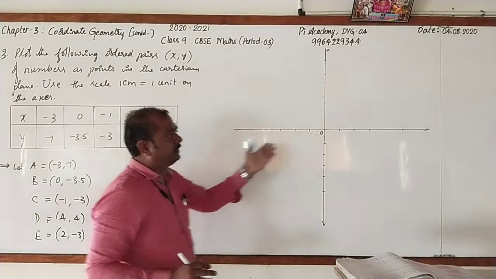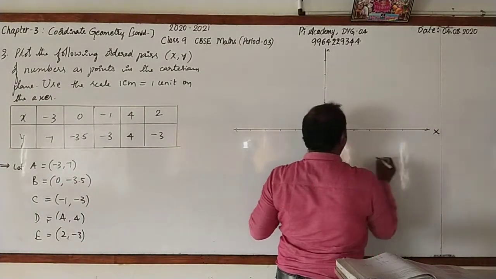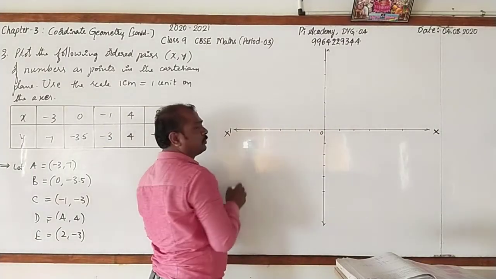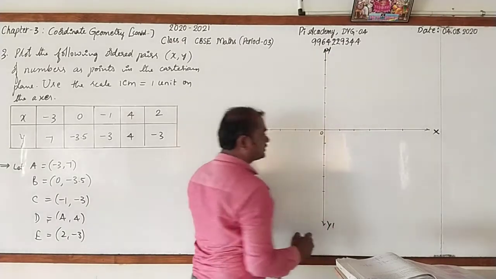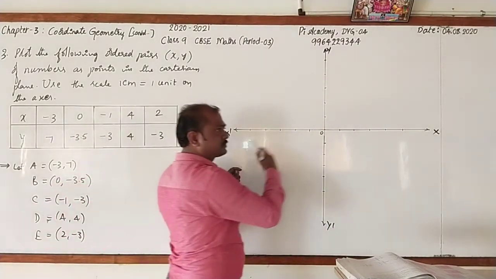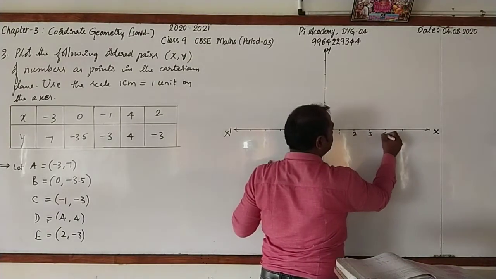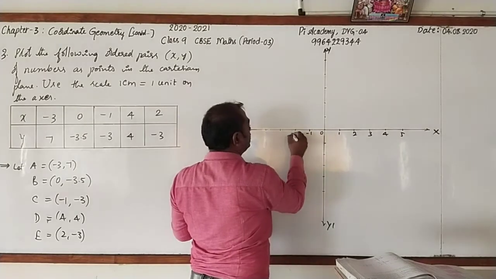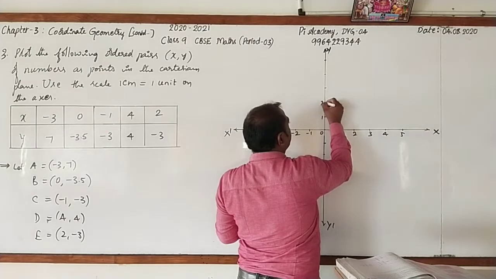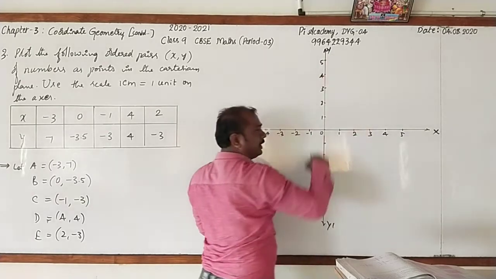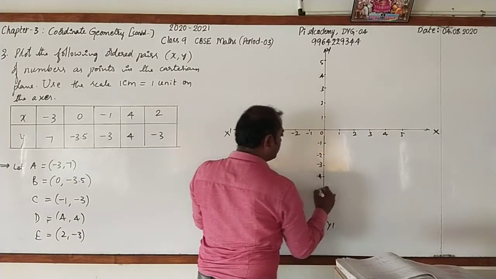In the Cartesian plane, we have drawn the two axes. The horizontal line is called x-axis, denoted as XO, X dash, and the vertical line is called y-axis, denoted as YO, Y dash. Let us go for writing the numbers. On the right side of 0 are positive, it is 1, 2, 3, 4, 5. Left side are negative, minus 1, minus 2, minus 3, minus 4, minus 5. Above 0 are positive, 1, 2, 3, 4, 5. And below 0 are negative, minus 1, minus 2, minus 3, minus 4, minus 5.